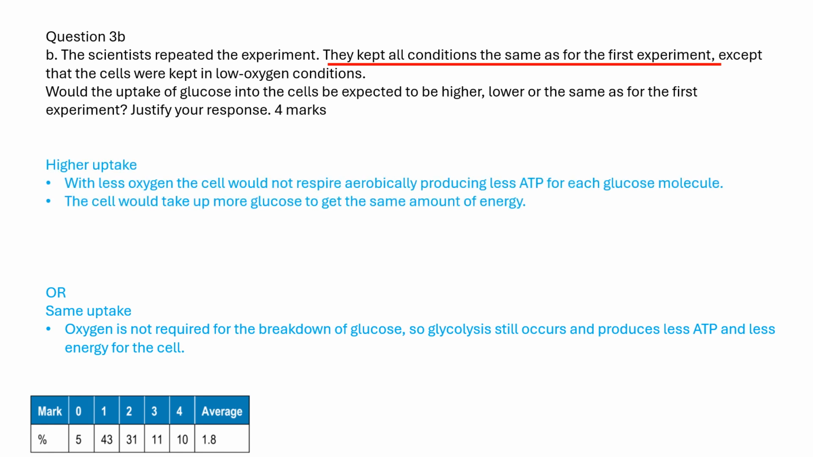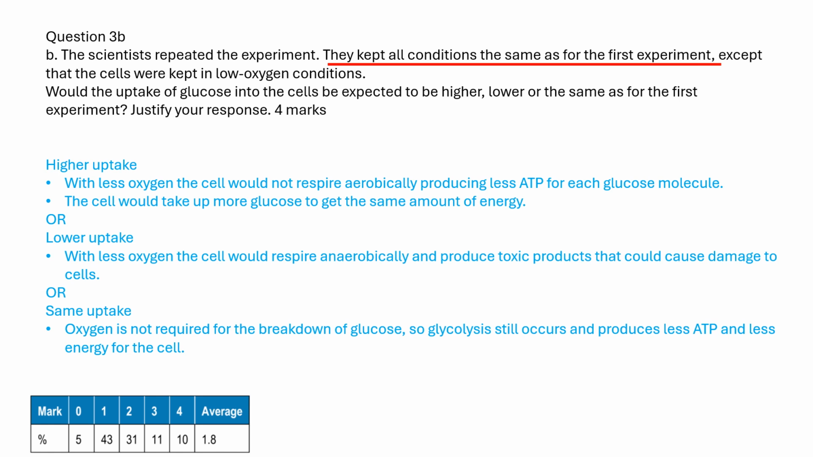If higher uptake is answered, the reason should be that with less oxygen the cell would not respire aerobically, producing less ATP for each glucose molecule, and the cell would take up more glucose to get the same amount of energy. If lower uptake is answered, the reason should be that with less oxygen the cell would respire anaerobically and produce toxic products that could cause damage to cells.